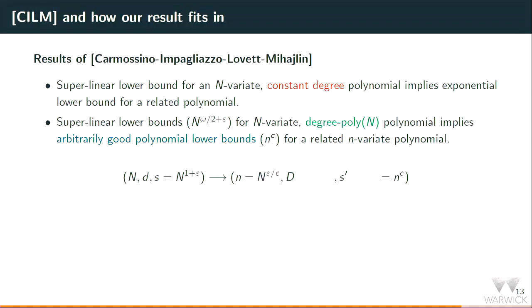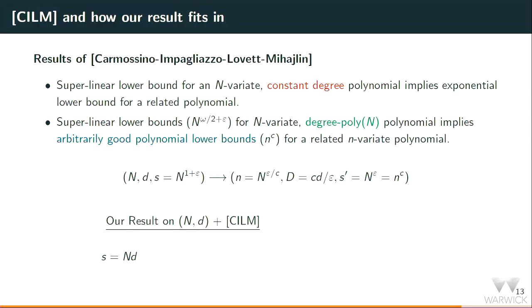And now what are exactly the variables? The variable will actually be capital N to the epsilon by c. So epsilon is small, c is large, so the number of variables is decreasing and d becomes c by epsilon times d. So it's increasing the degree. And this S prime actually just looks like capital N to the epsilon. So if you had given n to the 1 plus epsilon, the new lower bound is n to the epsilon. Okay, and this n to the epsilon looks like small n to the c, and that's what this is. Now let's just look at what our result plus CILM does.